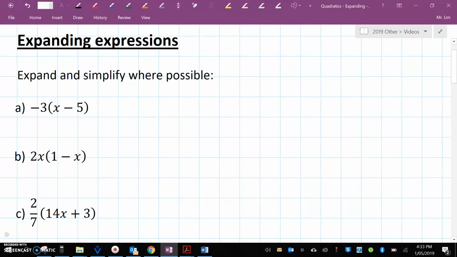Okay, so today we're going to be looking at how to expand expressions. Expand just means get rid of the brackets by multiplying everything inside the brackets by what's on the outside. So with question A, we have minus 3 times x, which is minus 3x, and minus 3 times minus 5, which is positive 15.